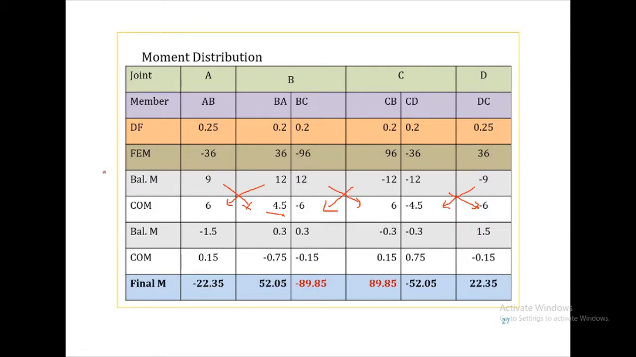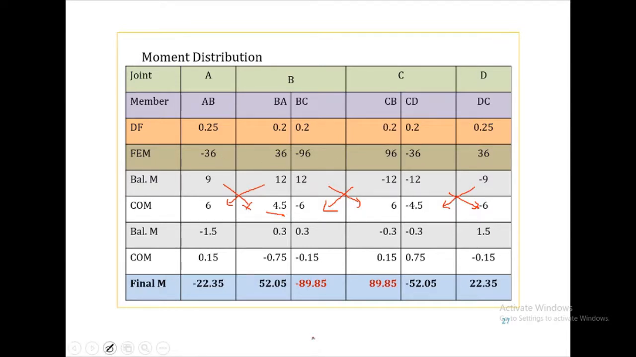And then again we'll do another balancing cycle and also a carryover moment cycle. And then we'll add these moments to get the final moment, that is starting from FEM minus 36 plus 9 plus 6 minus 1.5 plus 0.15, we will get minus 22.35 kilonewton meter. And similarly for BC, for BA, BC, CB, CD etc. we will get the moments on adding these from FEM onwards.